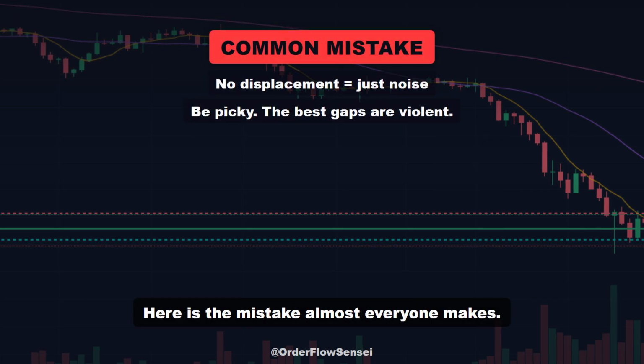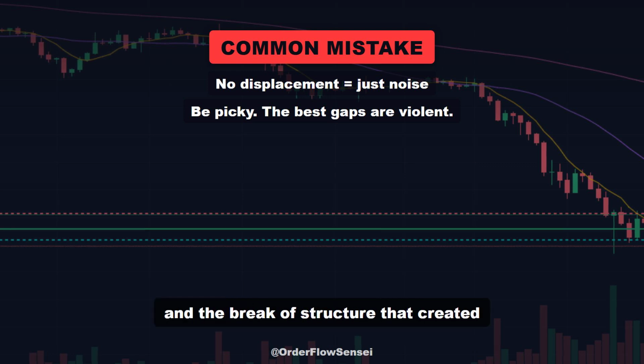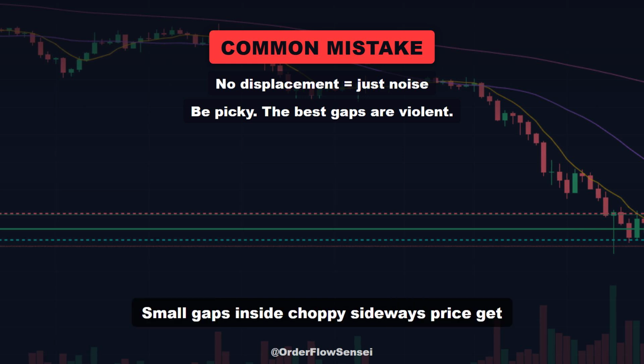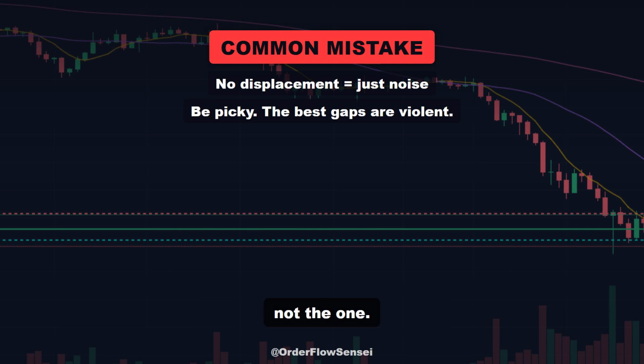Here is the mistake almost everyone makes. They mark a fair value gap on every tiny three-candle pattern they see, and then wonder why it does not work. A gap with no displacement behind it is just noise. The power comes from the strong move and the break of structure that created the imbalance. Small gaps inside choppy sideways price get filled instantly and mean nothing. Be picky. The best gaps come from violent, obvious moves. If you are squinting at the chart trying to force one, it is not the one.